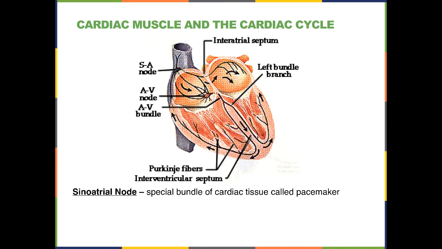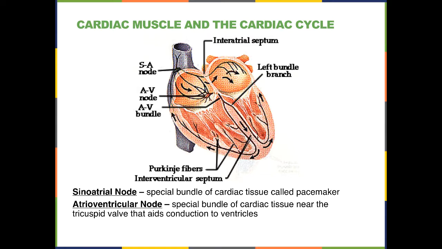Now at the same time, messages travel down to the AV node, which is the atrioventricular node. And the purpose of the atrioventricular node is actually to slow the impulse down just a little bit to allow the atria to completely contract before the ventricles begin to contract. And then once it goes through the AV node, it then travels through the conduction system very rapidly, and the ventricles then contract.